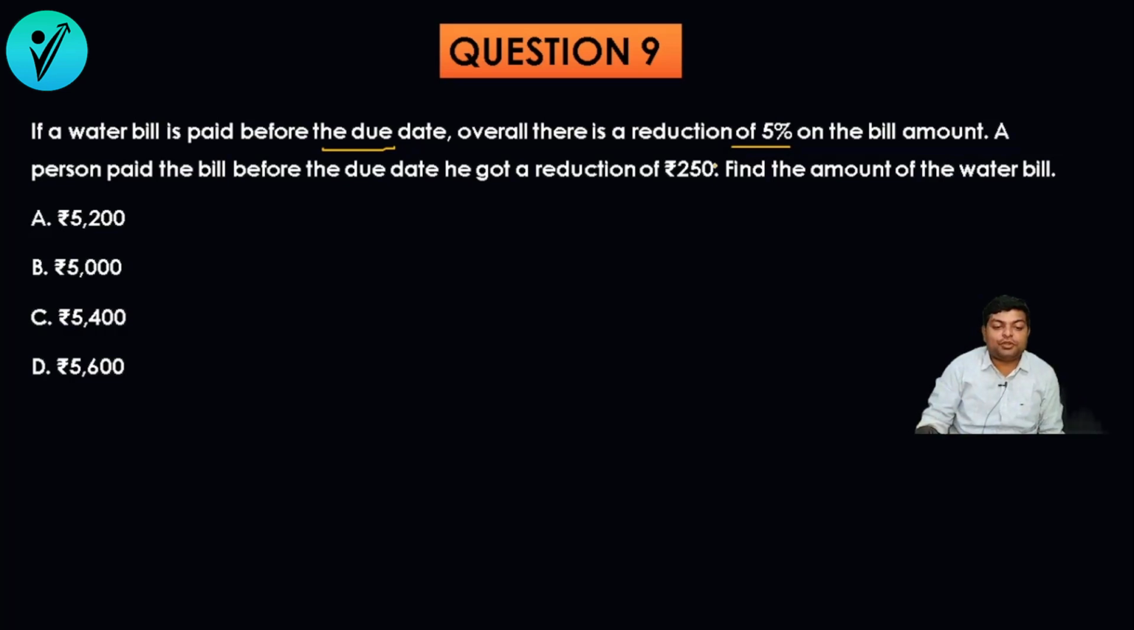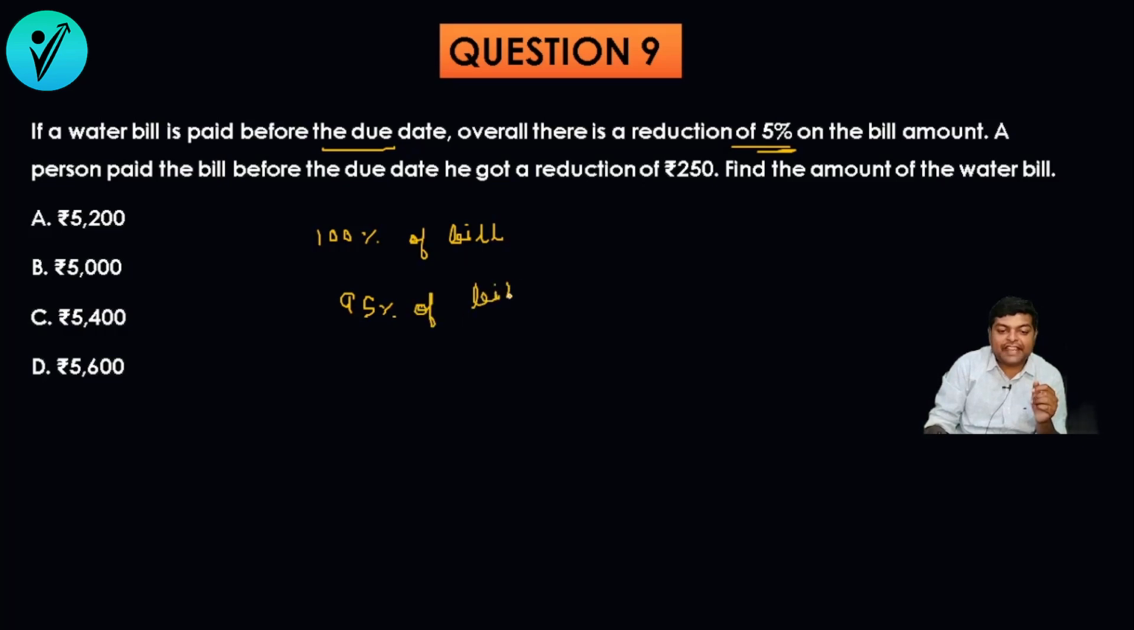It says that suppose your bill is 100%. Out of the 100% of your bill, if you're paying your bill before the due date, you will be getting a reduction of 5%. So if you're getting a reduction of 5%, what does it mean? It means that you need to pay only 95% of the bill. There is a 5% reduction in the bill.